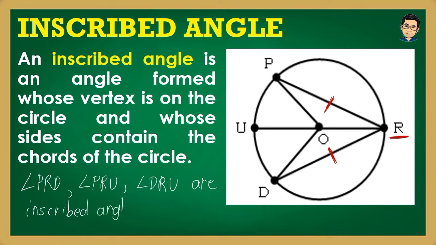So, kagaya din ng central angles, pinapangalanan natin yan using 3 letters or kaya naman yung vertex. And then, make sure that yung vertex niya, kung 3 letters ang gagamitin, nasa gitna po yung vertex, which is R. Kung mapapansin nyo, dun sa mga example natin yan, yung R na vertex is lagi siyang nasa gitna.